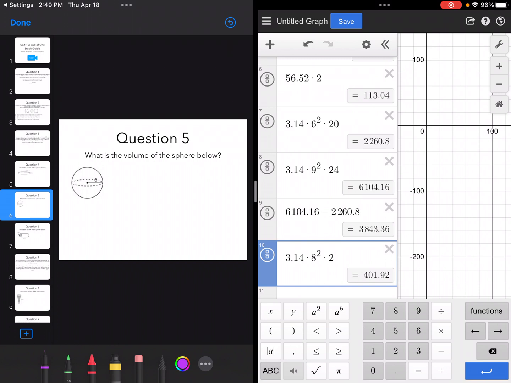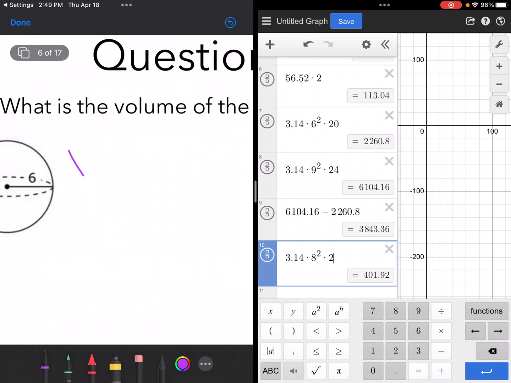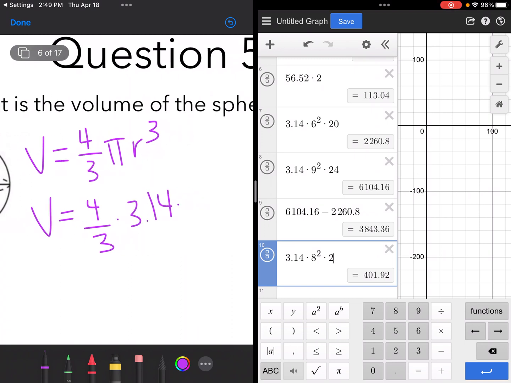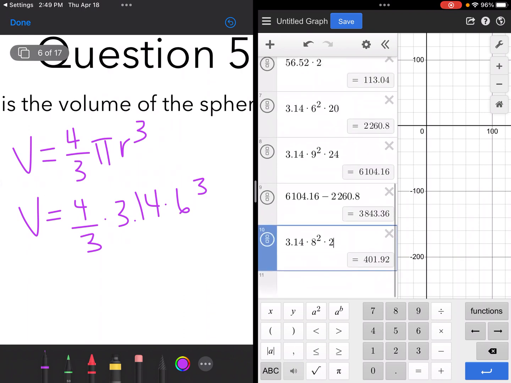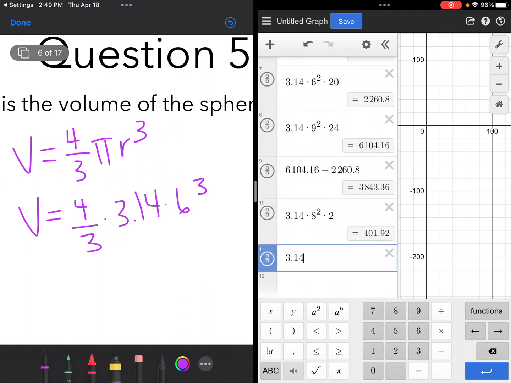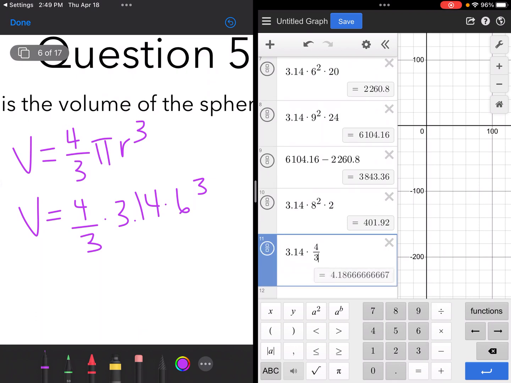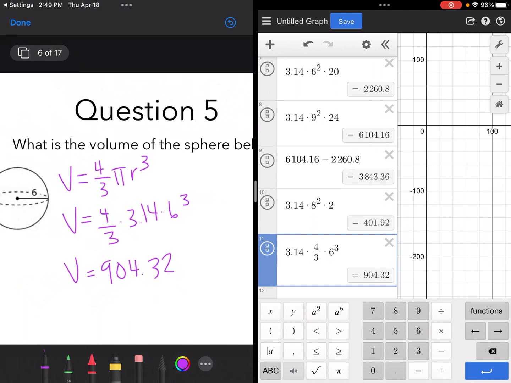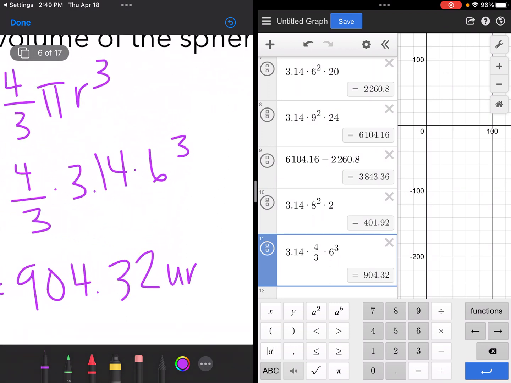What's the volume of the sphere? So I know I've got volume equals 4/3 pi times radius cubed. So volume equals 4/3 times 3.14 times 6 cubed. And I get a volume of 904.32. And it doesn't give me a unit, so I'm going to do units cubed.